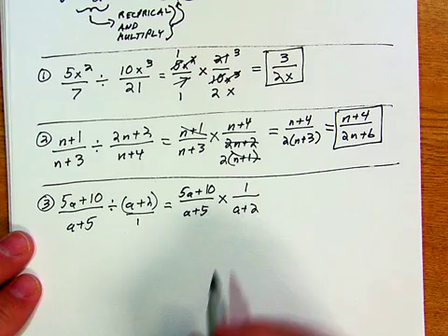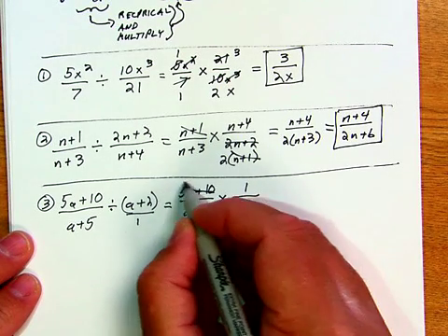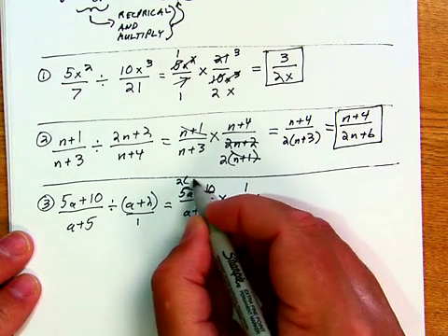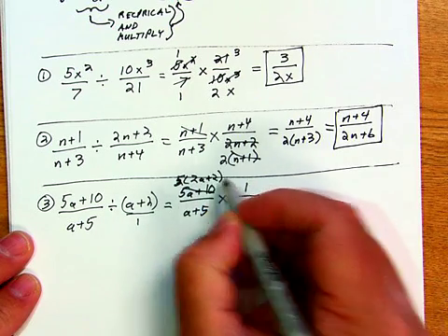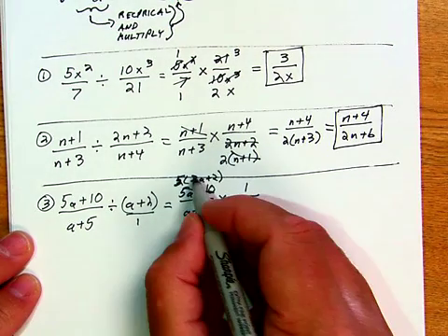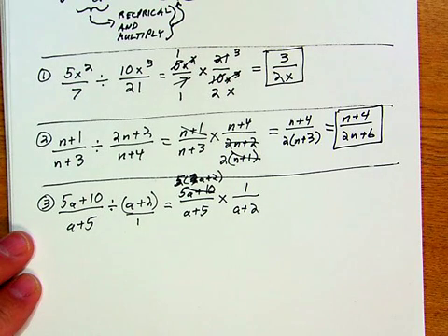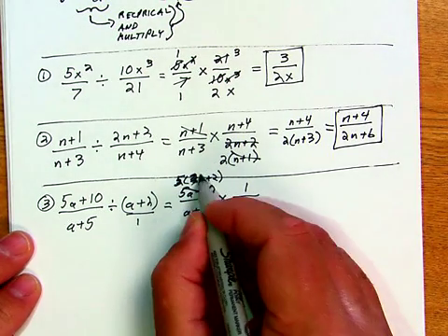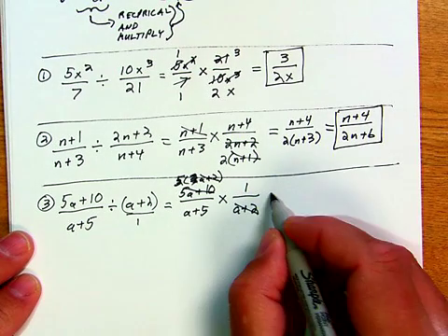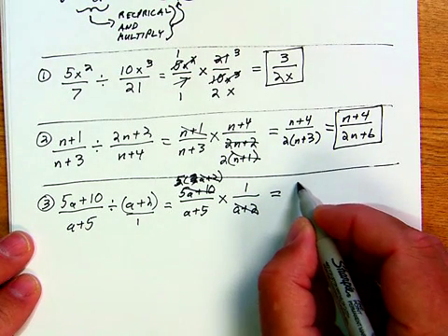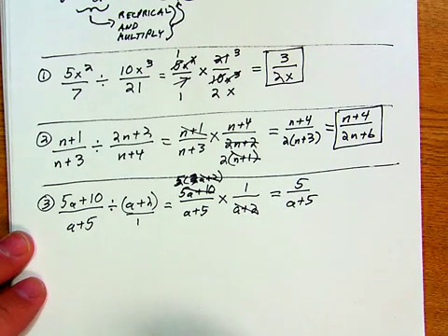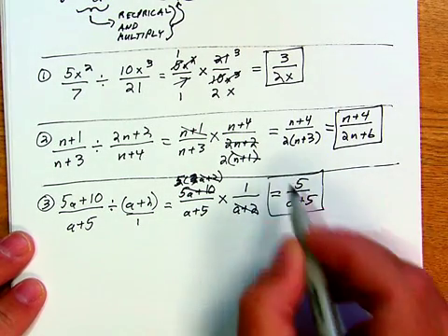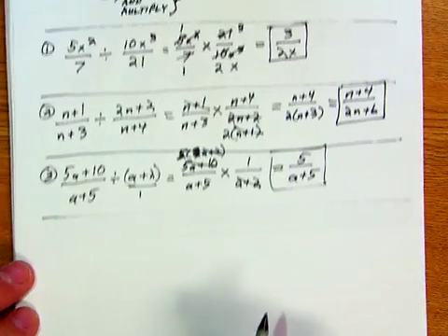Okay? Then I see right away that I can factor a 5 out of this guy and make this 5 times a plus 2. Actually, it makes it 1 times a plus 2. And that a plus 2 and that a plus 2 cancel out. And I'm left with 5 on the top and a plus 5 on the bottom, and that is my final answer.